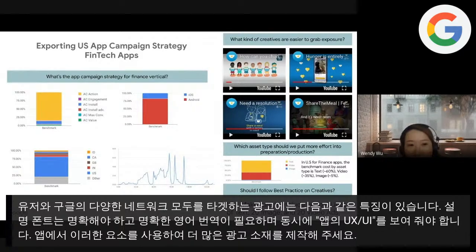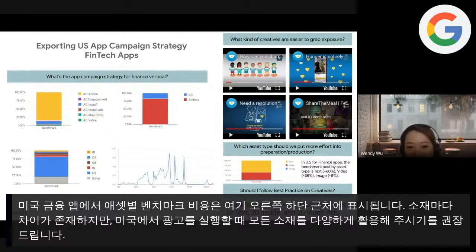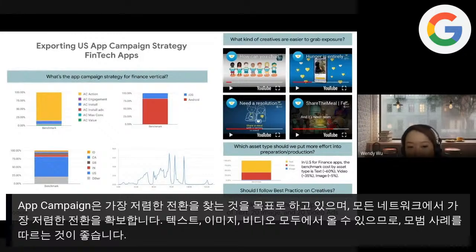So in the US for finance apps, the benchmark cost by asset type is shown here near the bottom right. Although we see a clear difference in weight, a reminder from us is that we hope you make a perfect asset coverage while running ads in the US. App campaign is aimed at finding you the next cheapest conversion, and we never know where the next cheapest conversion may come from in your campaign. It may come from text, image, or video. So always following the best practice is highly recommended.